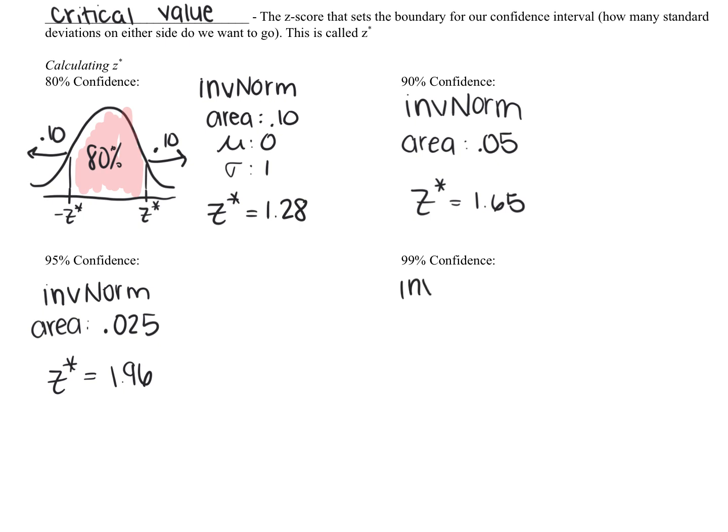And the last one, 99% confidence. That's 1% split in half, which is half of a percent, which is 0.005. Which is going to give us a z critical value of 2.58. You are not required to memorize any of these z critical values, but these ones are going to pop up quite often. So just be on the lookout.